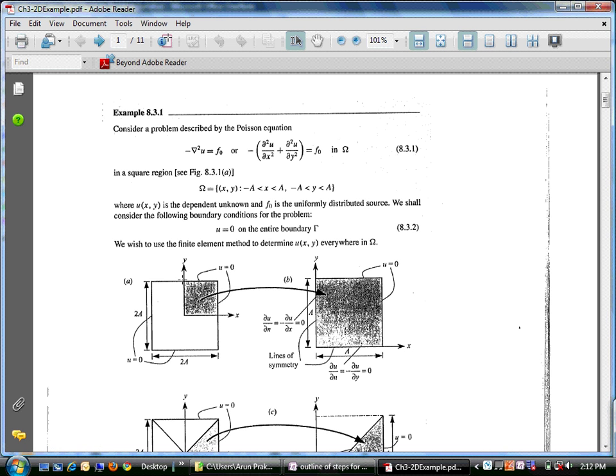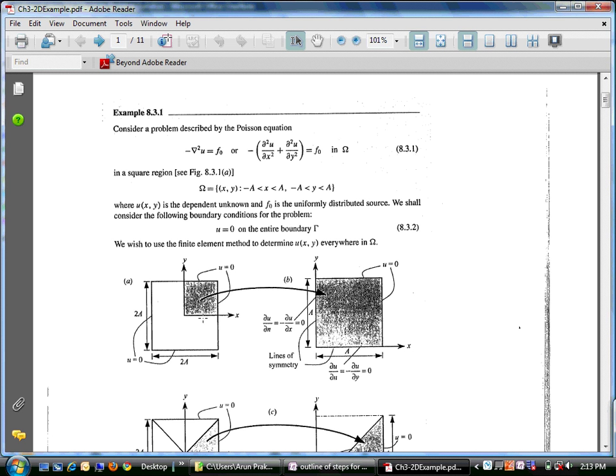So if we consider only 1/4 of the problem and we replace the boundary condition at this edge and this edge by a symmetry boundary condition, this is also something that you might have done in structural analysis. If you have a symmetric structure, symmetric loads, symmetric constraints, you can actually solve half the structure, right?